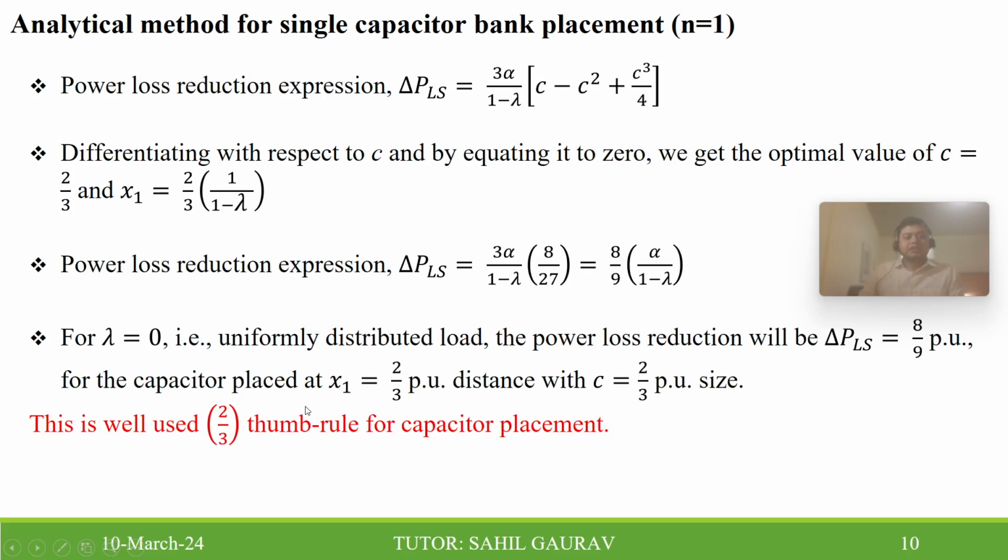For the capacitor placed at x equal to two-third of the per unit distance with C equal to two-third per unit size, this is the well known two-third thumb rule for capacitor placement. This is very important. So for a uniformly distributed load, the power loss reduction will be 8 divided by 9 per unit for the capacitor placed at two-third of the per unit distance with a capacitor size of two-third of the total reactive power demand.